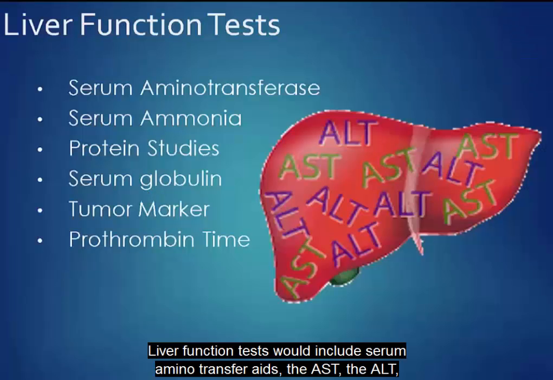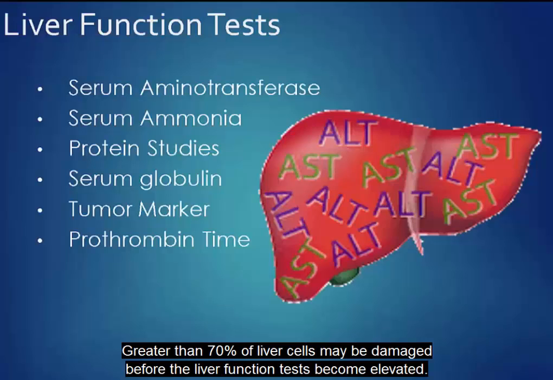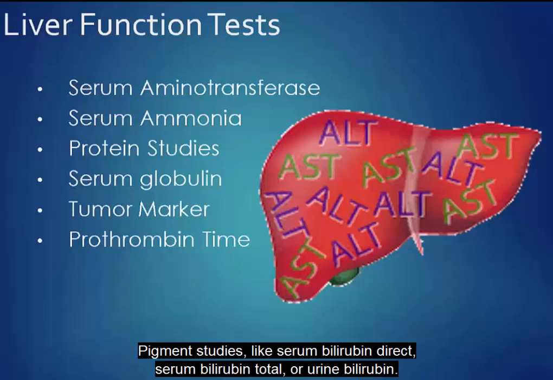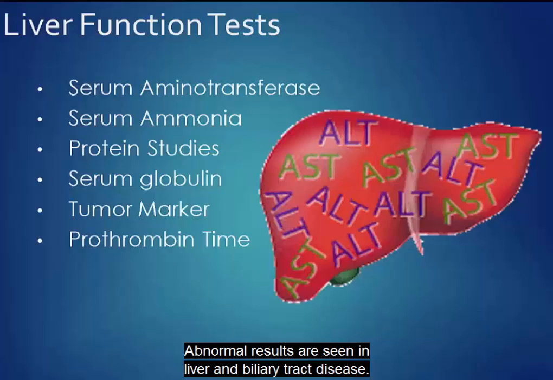Liver function tests would include serum aminotransferase, the AST and the ALT, and the elevated levels usually indicate cellular damage to the liver. Greater than 70% of liver cells may be damaged before the liver function tests become elevated. Pigment studies, like serum bilirubin direct, serum bilirubin total, or urine bilirubin. These studies measure the ability of the liver to conjugate and excrete bilirubin. Abnormal results are seen in liver and biliary tract disease.